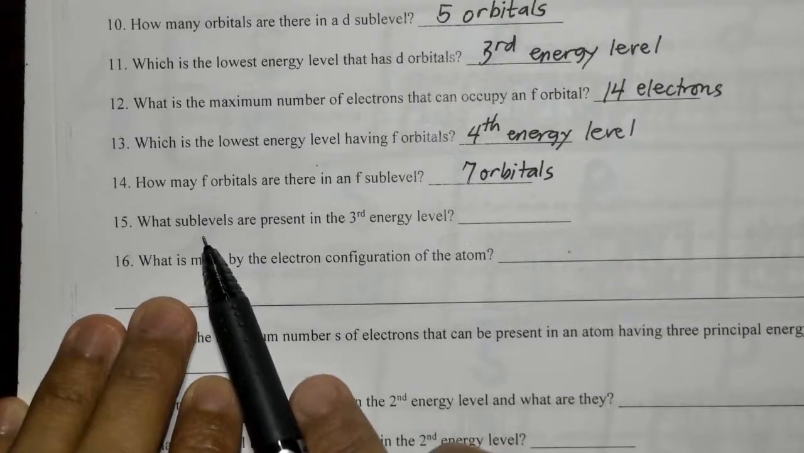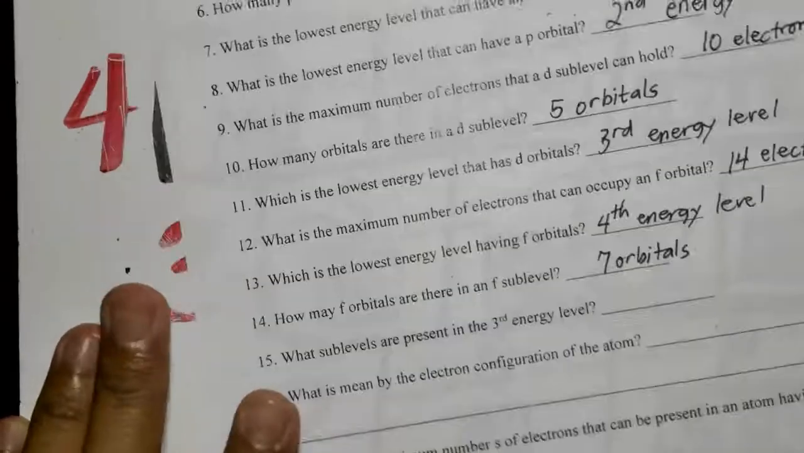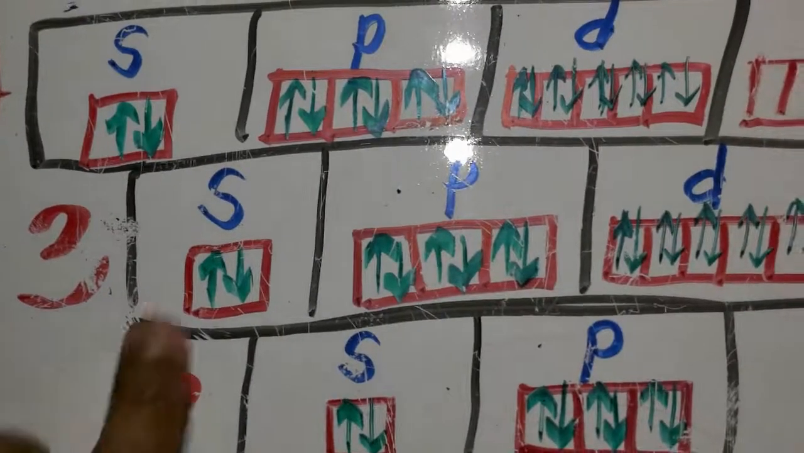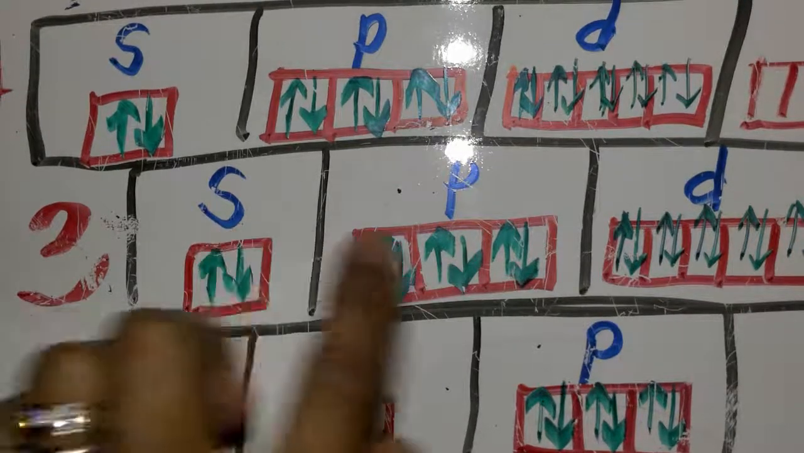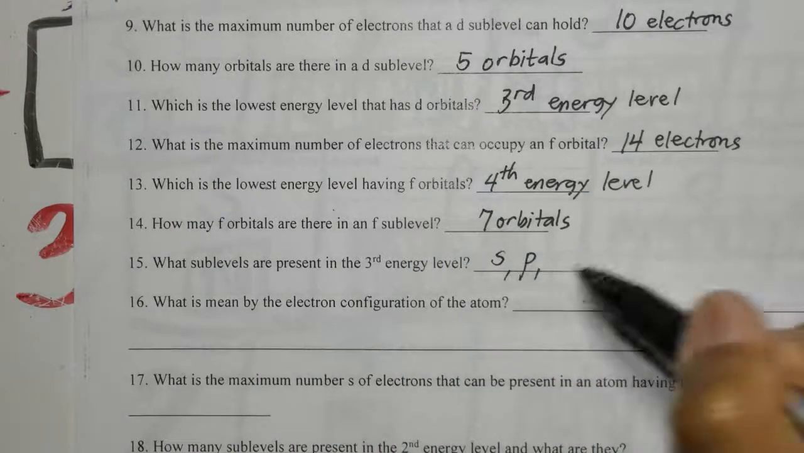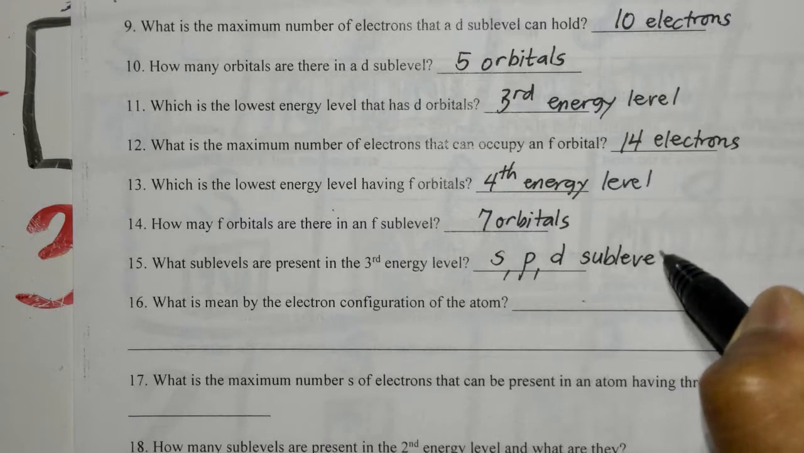15. What sublevels are present in the third energy level? Third energy level. Sublevels are the letters. So S, P, and D. So that will be S, comma, P, comma, D. Then you put the word sublevels.